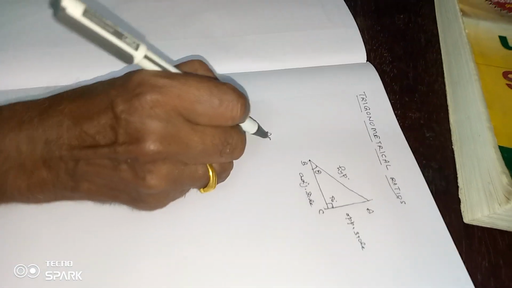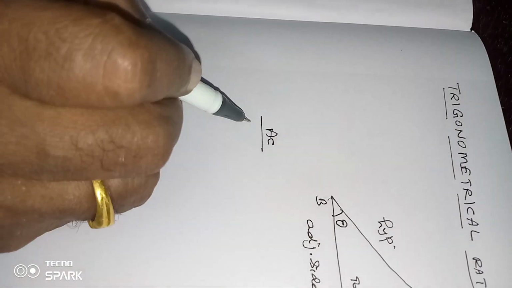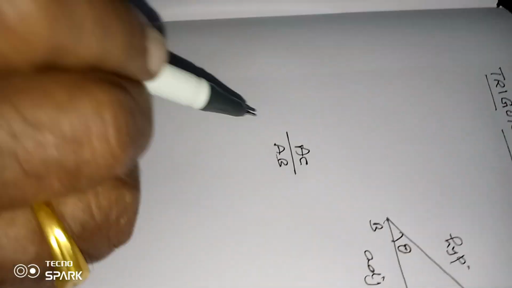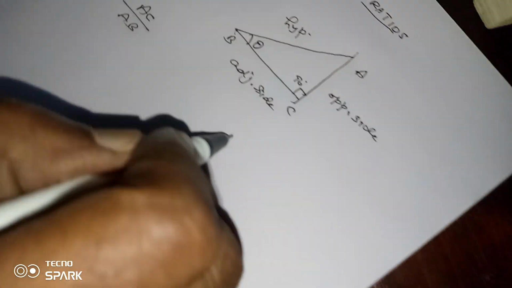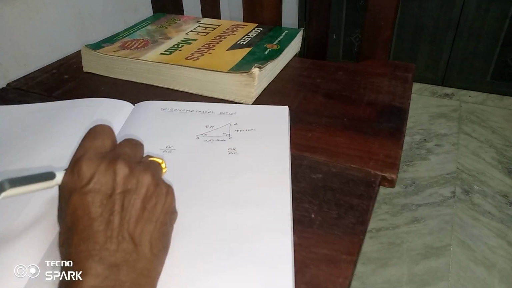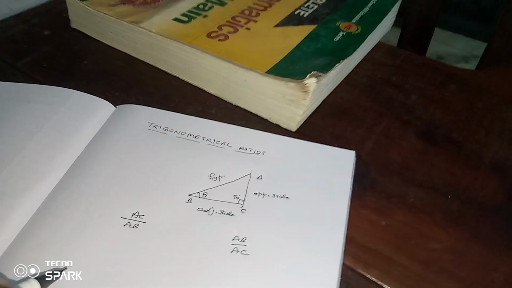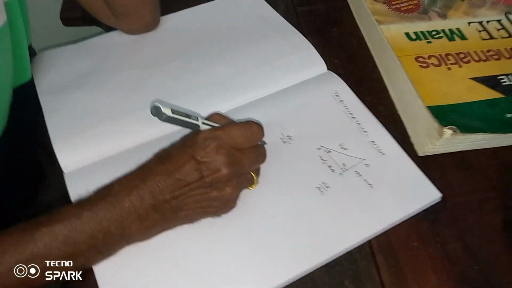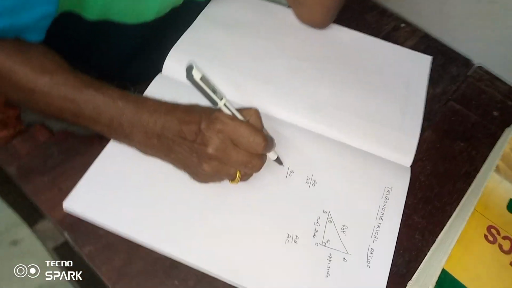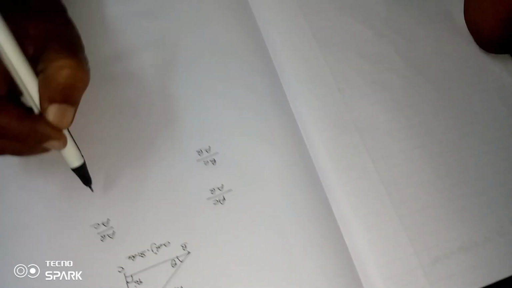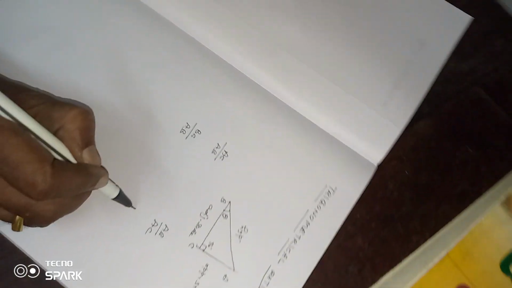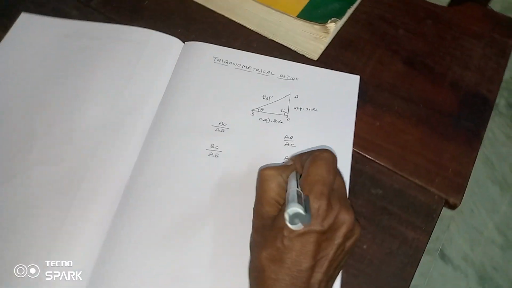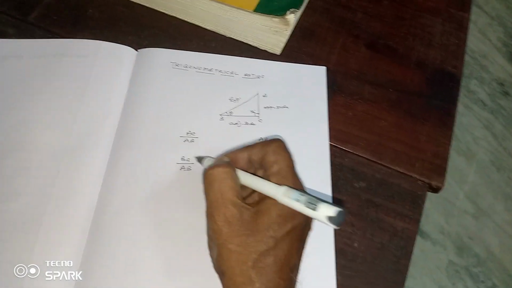Now let us consider the ratio opposite side AC by hypotenuse AB. This is one ratio, and the reciprocal of this one is another ratio, AB by AC. Taking the adjacent side and hypotenuse, we have two ratios. First one, adjacent side BC by hypotenuse AB, and the reciprocal of this ratio, that is AB by BC.